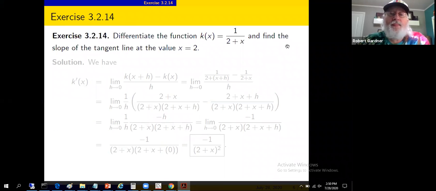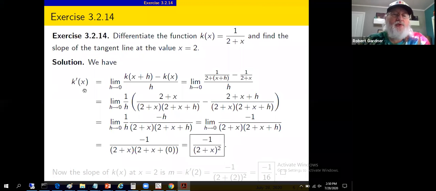Okay, here's a function. K of x equals 1 over 2 plus x. Find the slope of the tangent line at the value x equals 2 and differentiate. Okay, the derivative is, by the definition, the limit as h approaches 0 of k of x plus h minus k of x divided by h. All you have to do on these is follow your nose. Substitute in, factor, that'll be the algebraically tricky part. Cancel what? You'll cancel the h's. There'll be an h in the denominator, no problem there. There'll be an h in the numerator once you get the thing factored.